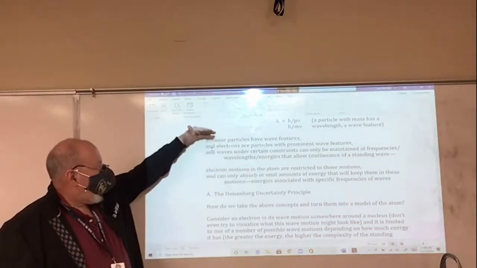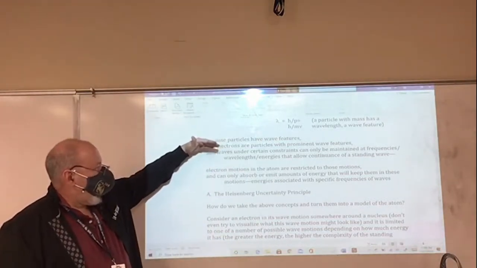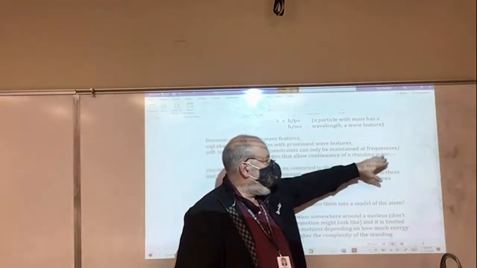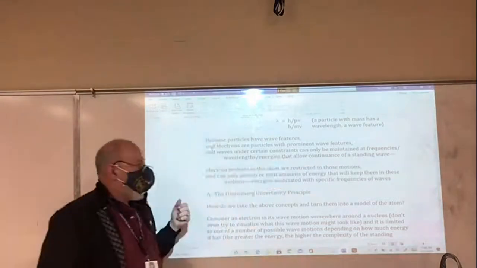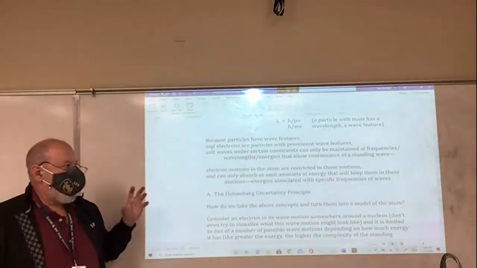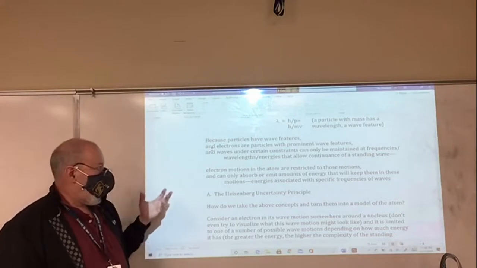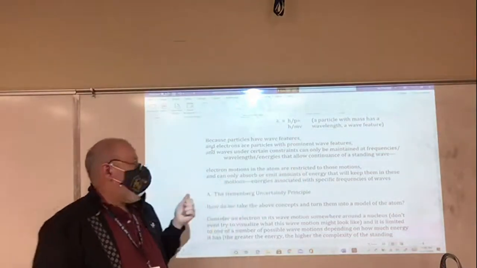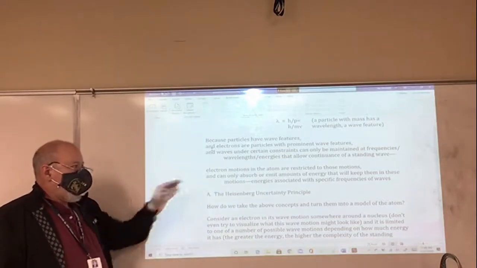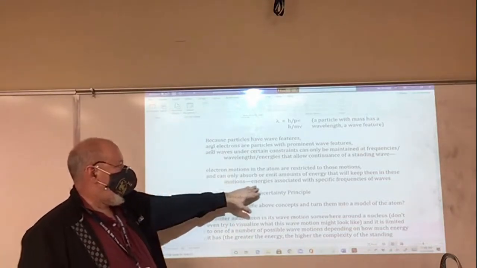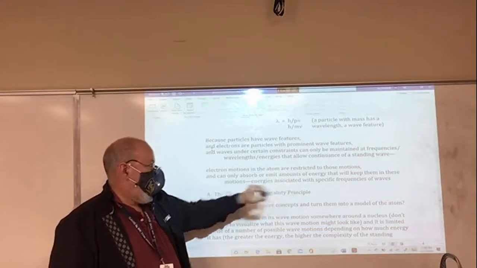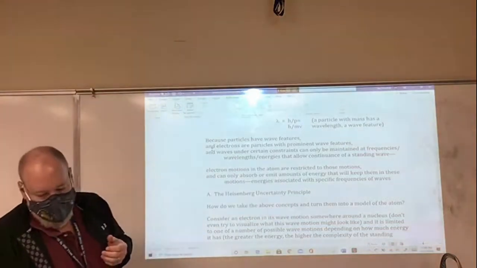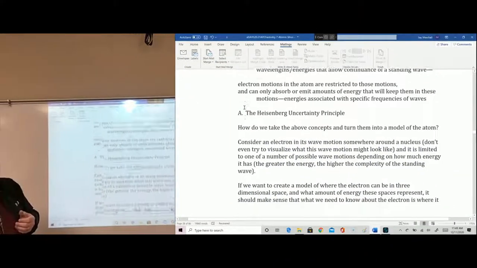So electrons need to have only certain energies, right? Because only certain energies allow this wave to actually be maintained as a standing wave. Electron motions in the atom are restricted to those motions, and they can only absorb or emit amounts of energy that will keep them in these wave motions, energies associated with specific frequencies of waves. Now we have to add one other aspect into this.